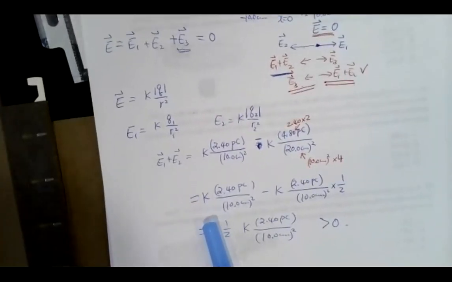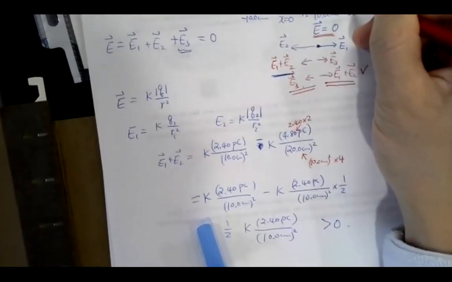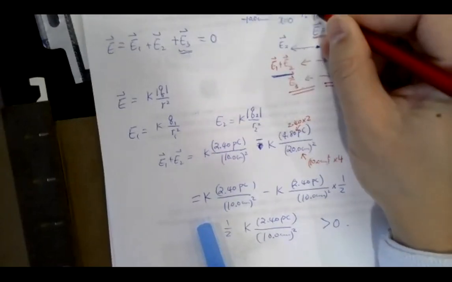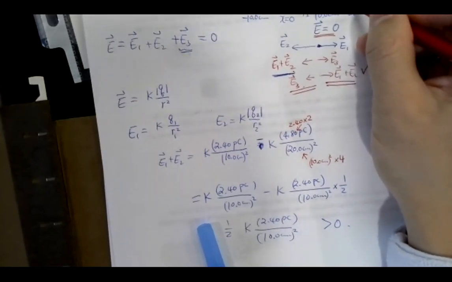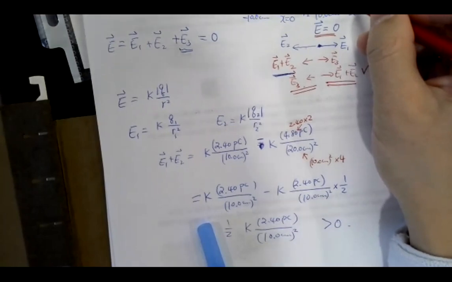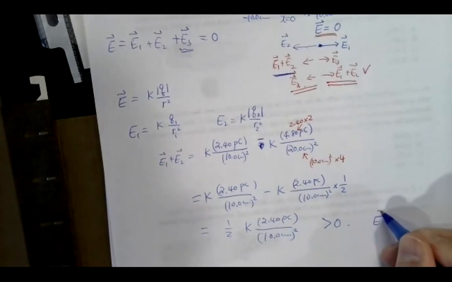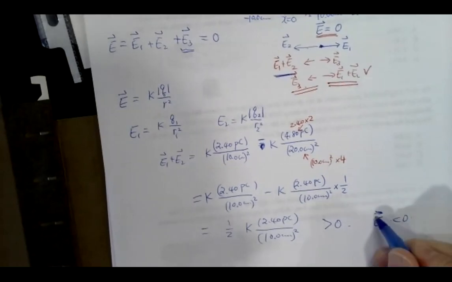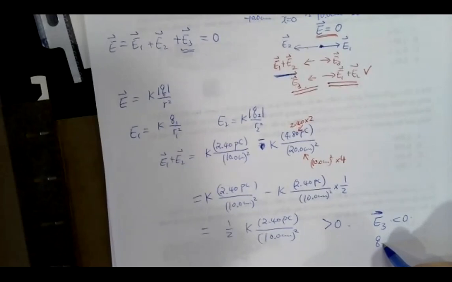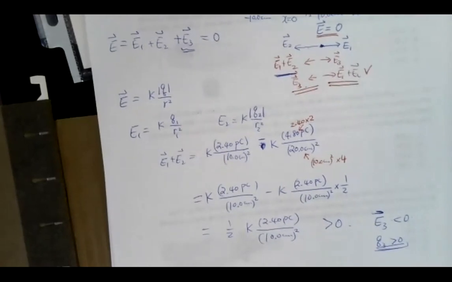So that tells you E3 is going to be in this direction. Because the electric field by Q3 is pointing away from it, then Q3 will be a positive charge, okay? So we can determine the sign for Q3. Q3 will be a positive charge, okay? So E3 is in the negative direction, in that sense, then Q3 will be positive, okay? All right, now we can try to see if we can solve for Q3, okay?